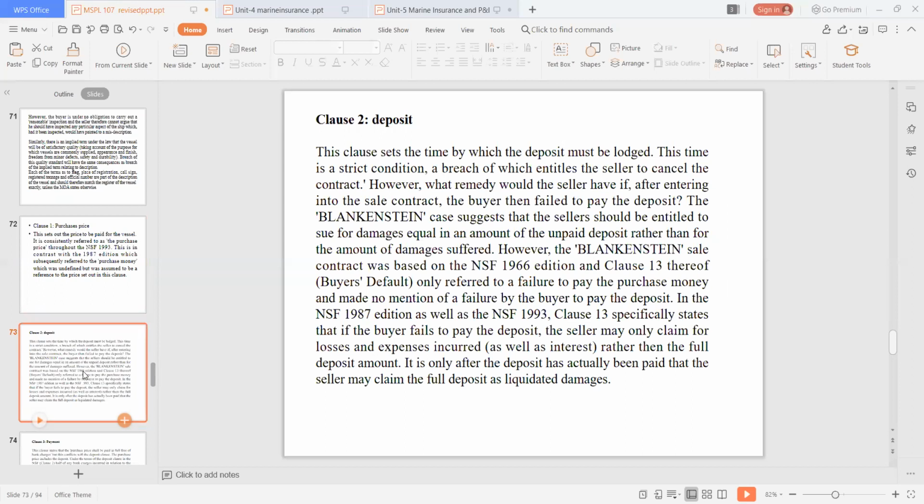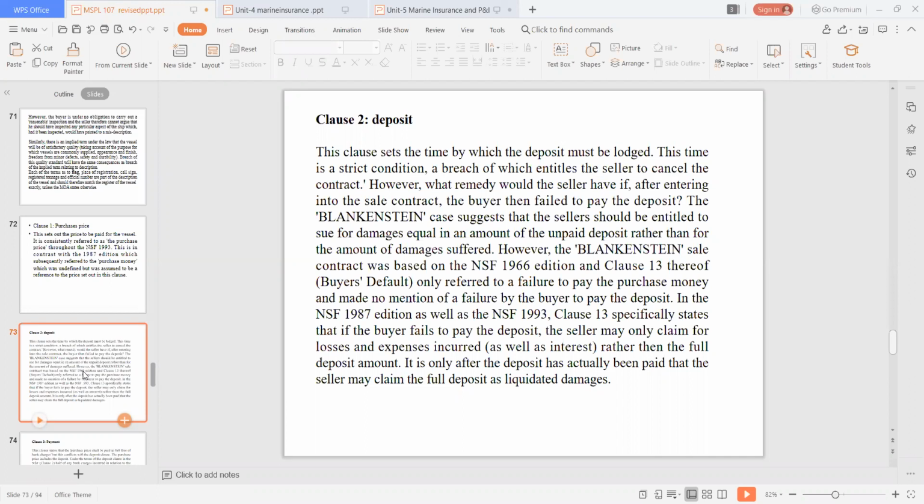entering into the sale contract. The buyer then failed to pay the deposit. The Blankenstein case suggests that the seller should be entitled to sue for damages equal to the amount of the unpaid deposit rather than for the damages suffered. Right. However, in Blankenstein, the sale contract was based on the NSF 96 edition, and in clause 13 thereof, buyer's default only referred to failure to pay purchase money and made no mention of failure by the buyer to pay the deposit.